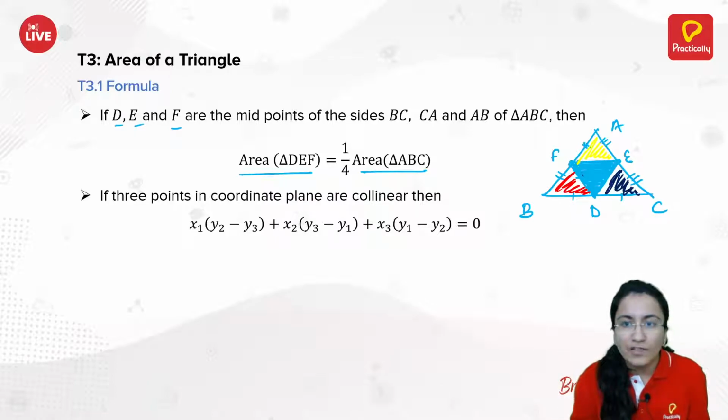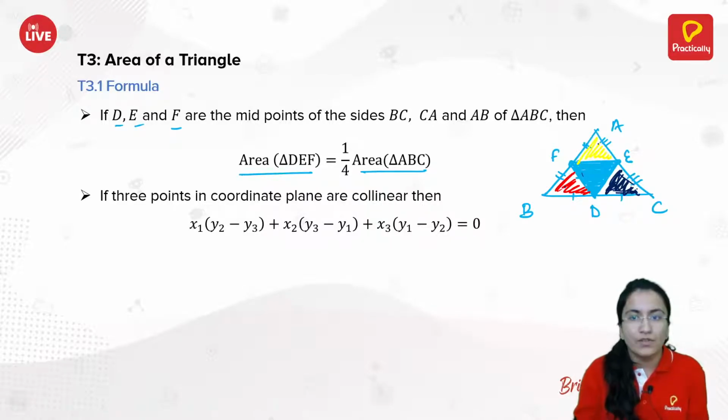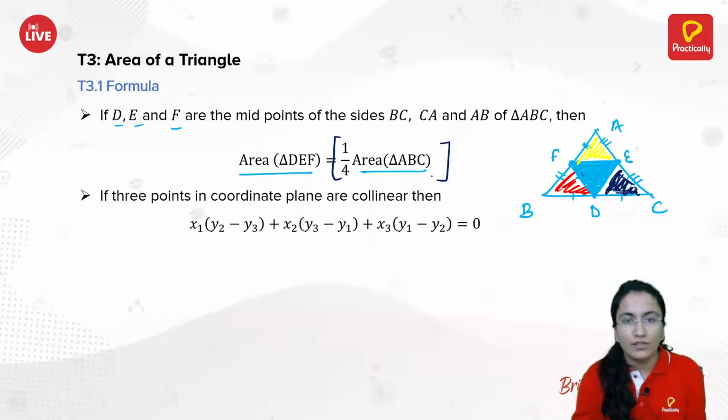That means if you just need to calculate the area of one of the triangles, either for this red portion, or this yellow portion, or this dark blue portion, or this light blue portion, all areas are the same and all are 1/4 of the area of triangle ABC. You can use this result directly if in an examination you are supposed to calculate the area of any of the triangles, right?